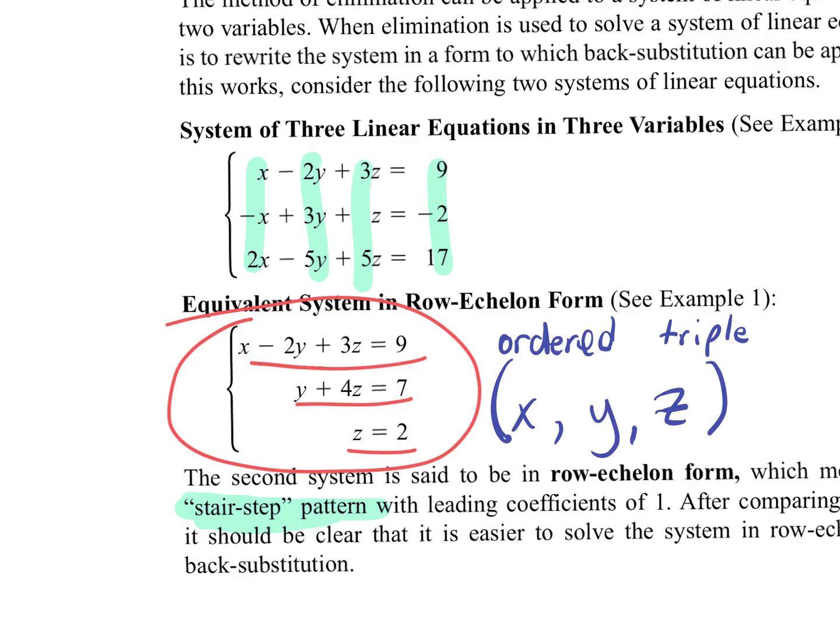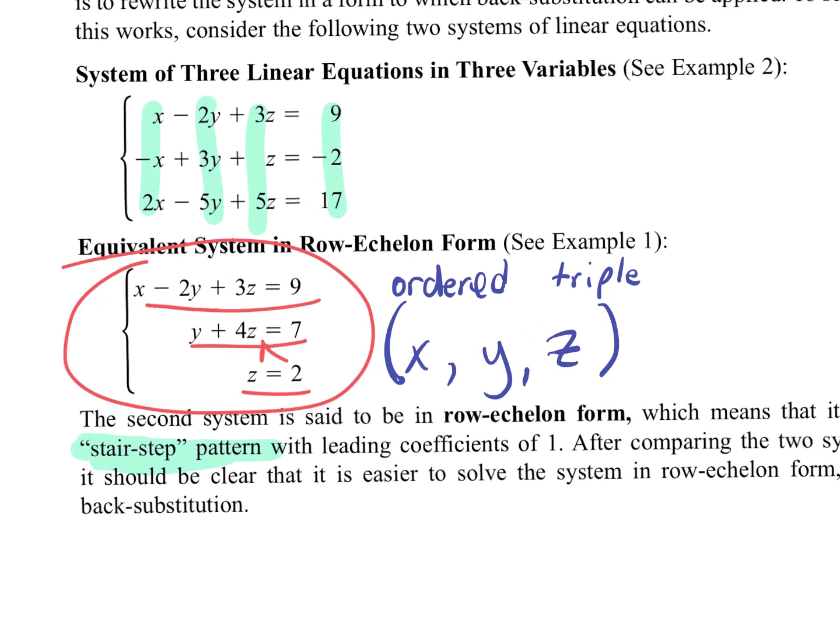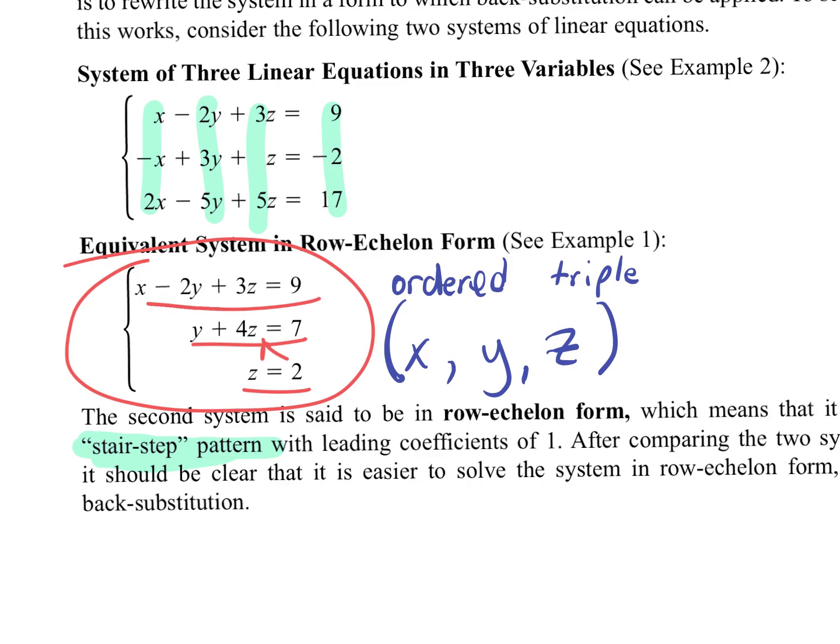How would you do that? You already know z is 2. So what would you do with z? You plug it in right there. And then you would solve for what letter? Y. Then you take y and z and plug them into the top one, right? That's called back substitution. You're just working backwards. In this case, we don't get an ordered pair. We get an ordered what? Triple. We just talked about that in 10.1 and 10.2.